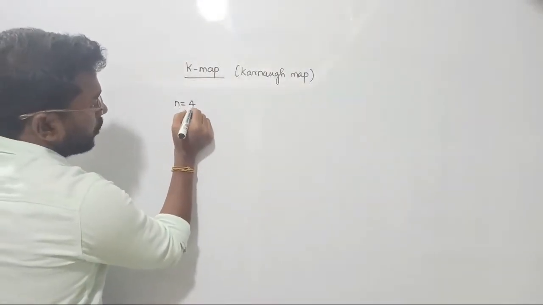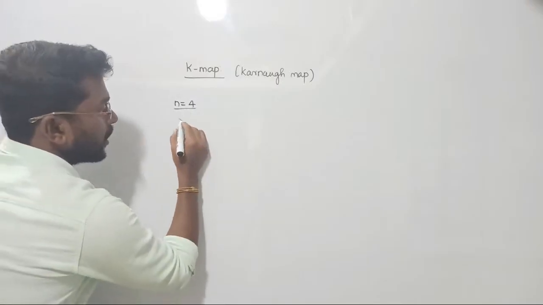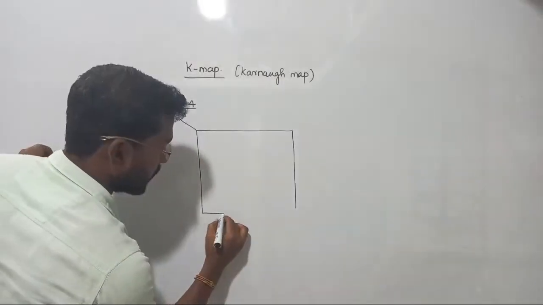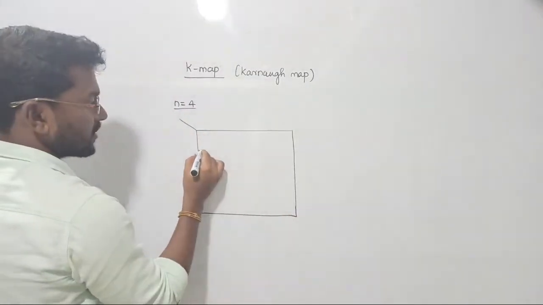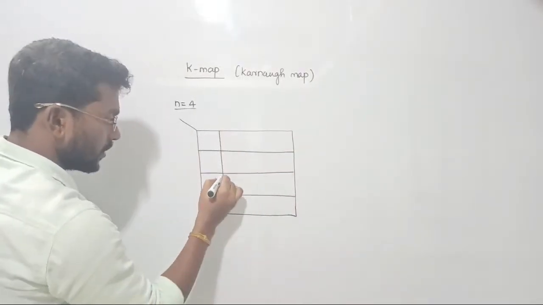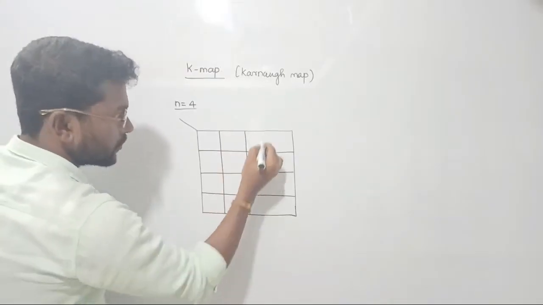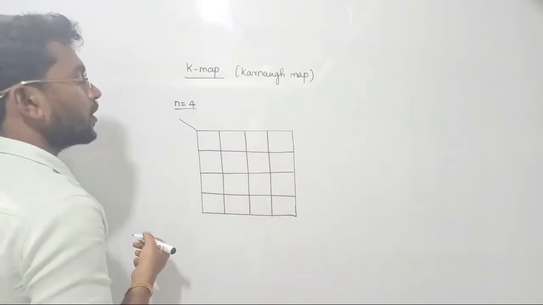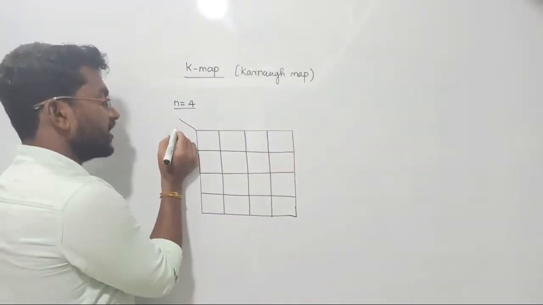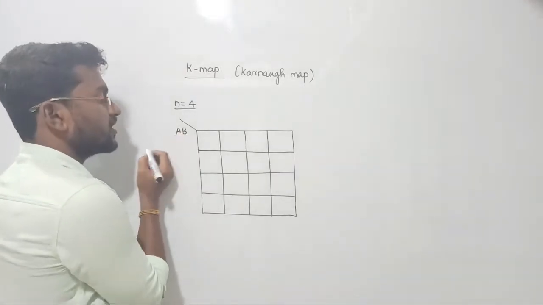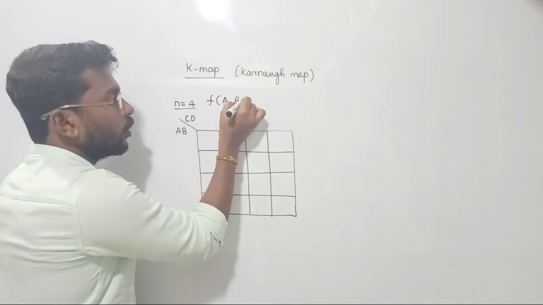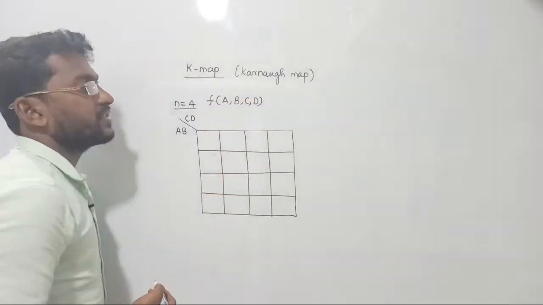Let us consider n equal to 4. N equal to 4 means I have to consider 16 cells. Yes, we have to consider 16 cells. Let us consider cell number 1, cell number 2, cell number 3, and then cell number 1, cell number 2, cell number 3. Yes, fine. Now see there, in both sides I have 4 possibilities. Once again we have to start from here. Let us consider AB here, CD here. Totally 4 Boolean variables, A, B, C, D, right?